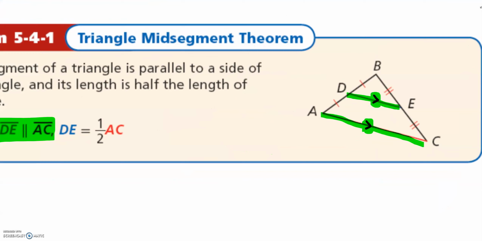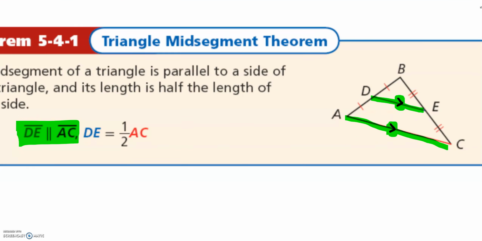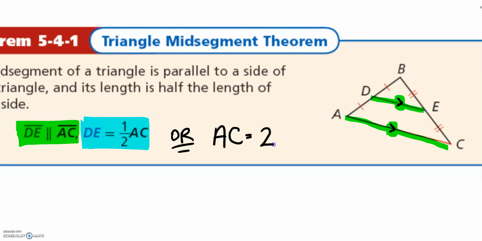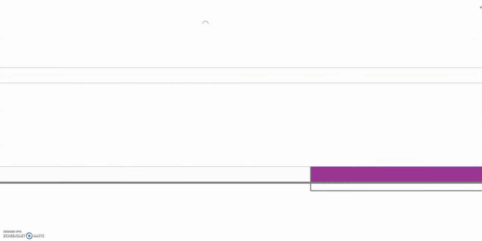Okay, once I know that I have parallel sides, I know that the mid-segment's length is worth half of the length of the side it's parallel to, which means, in a sense, the opposite of that is also true. The length of the side is equal to 2 times the length of the mid-segment. Hopefully that makes sense. And if it does, let's move on. That's literally the new content for this section. We're now just going to practice it.